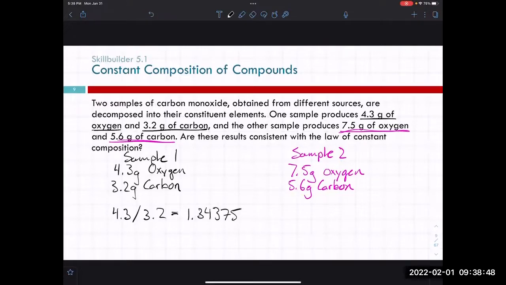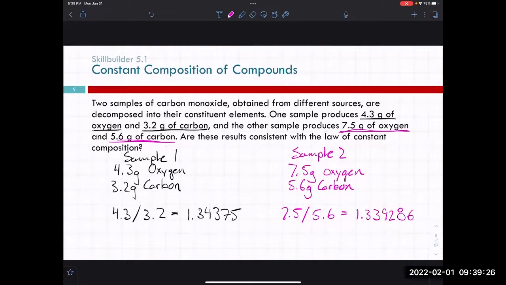And then for our other one, we'll do 7.5. Again, because in the first one, I did oxygen divided by carbon. In the second one, I need to do oxygen divided by carbon also. So 7.5 divided by 5.6. And we'll get 1.3392. I'll stop at 86.